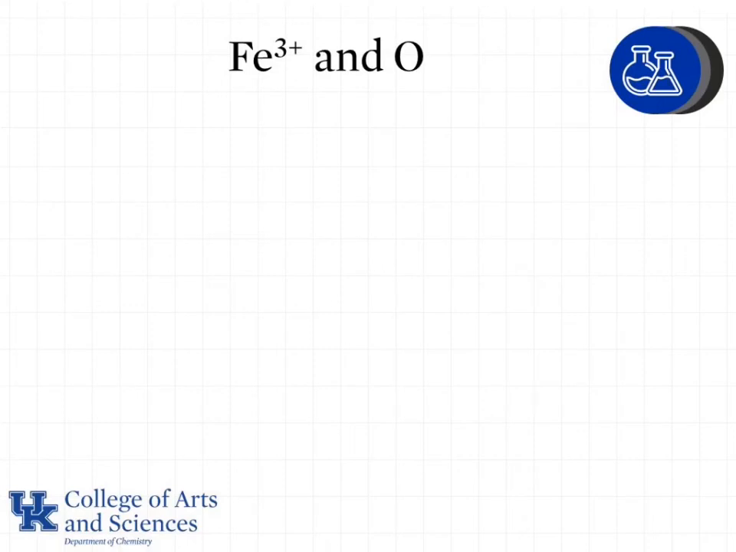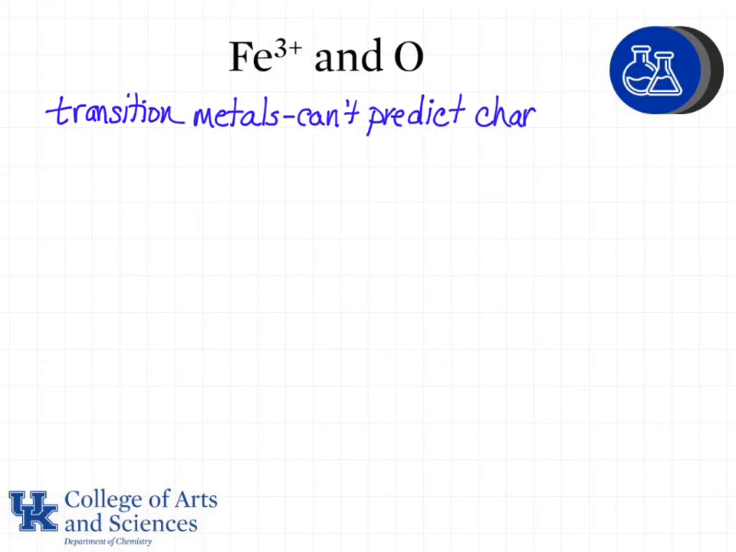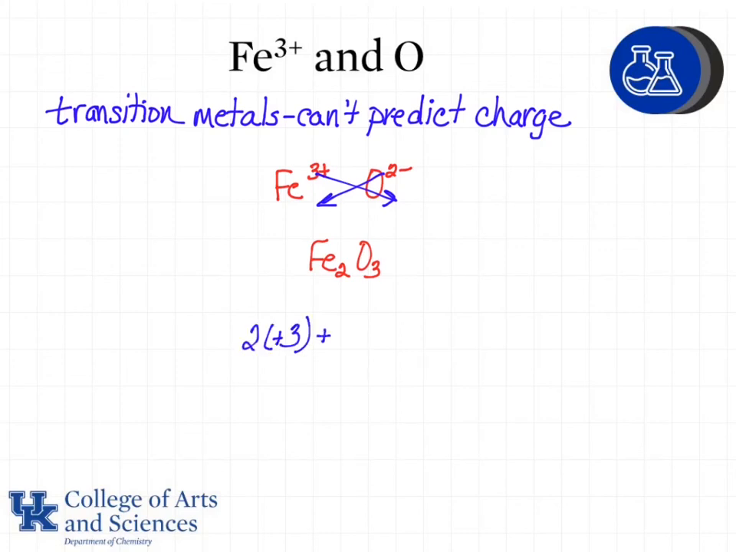Here we have Fe3+ and oxygen. For transition metals, we cannot predict their charges based on what we see in the periodic table, and so additional information has to be given so that you know the charge for transition metals. Here we're going to have our Fe3+, our oxygen 2-. We're going to still do our crisscross down, and we end up with Fe2O3. We can check that our overall charge is neutral by taking 2 times +3 plus 3 times -2 and getting a sum of 0.